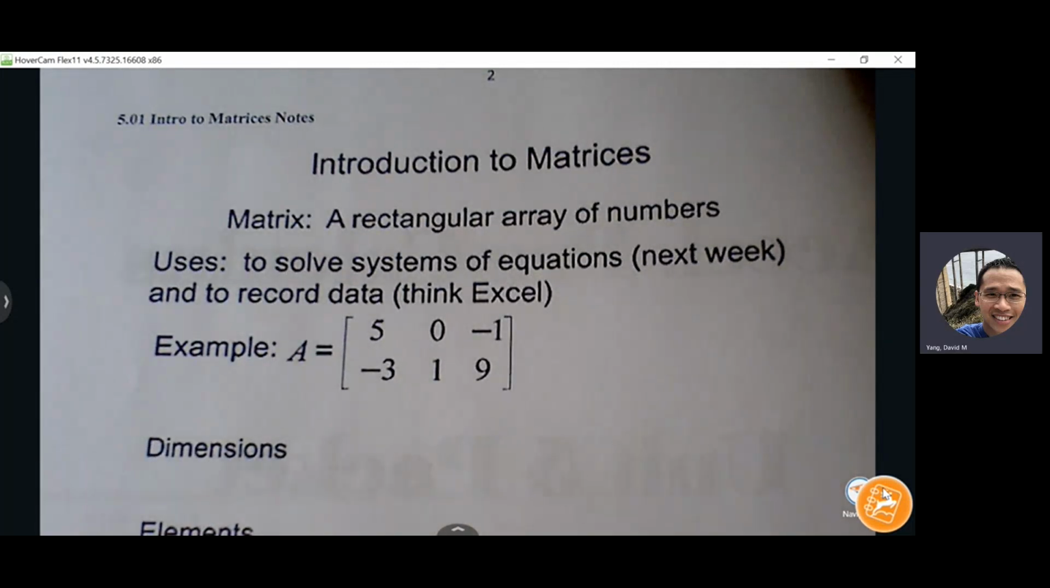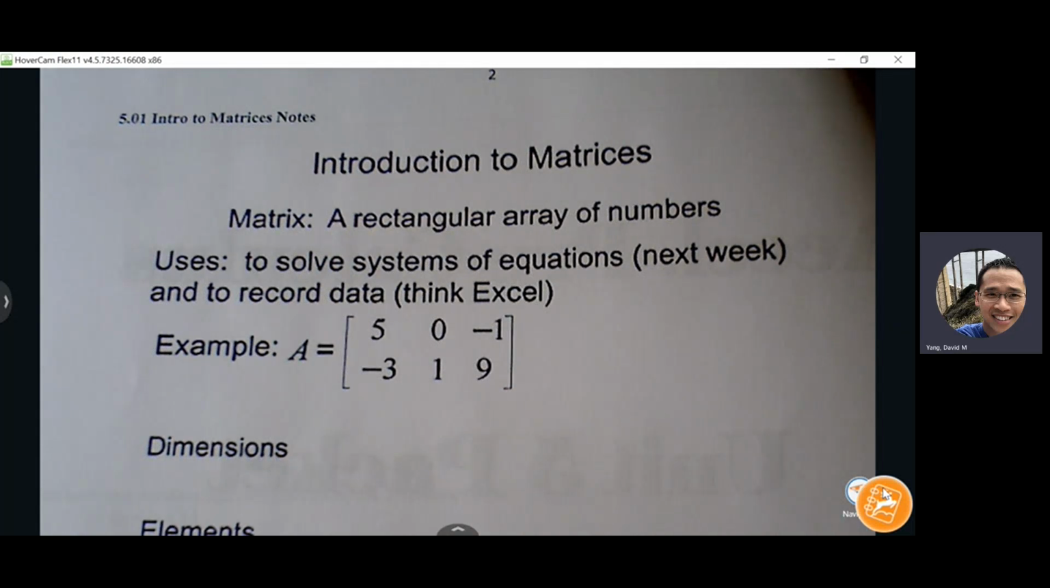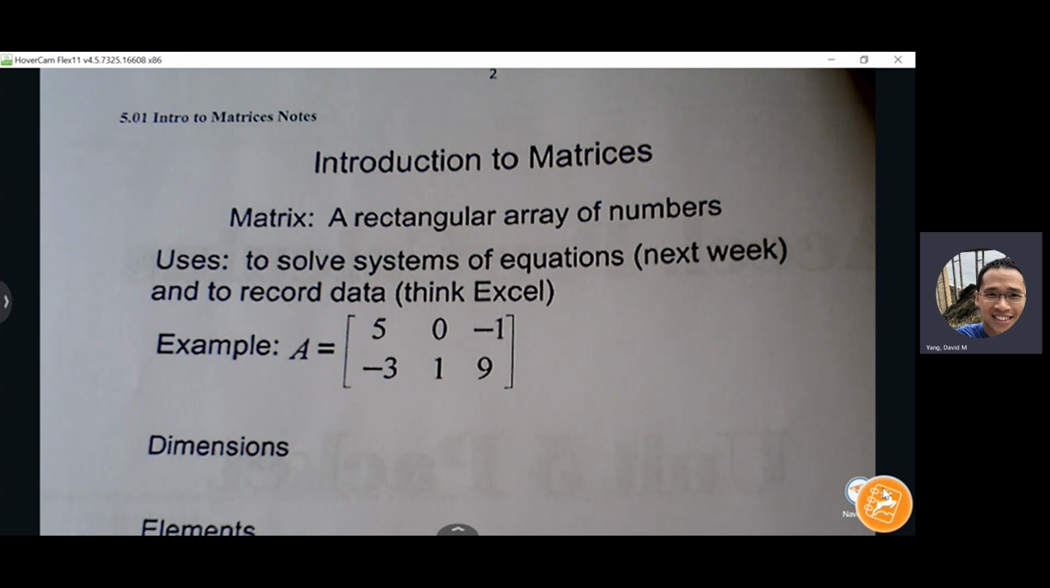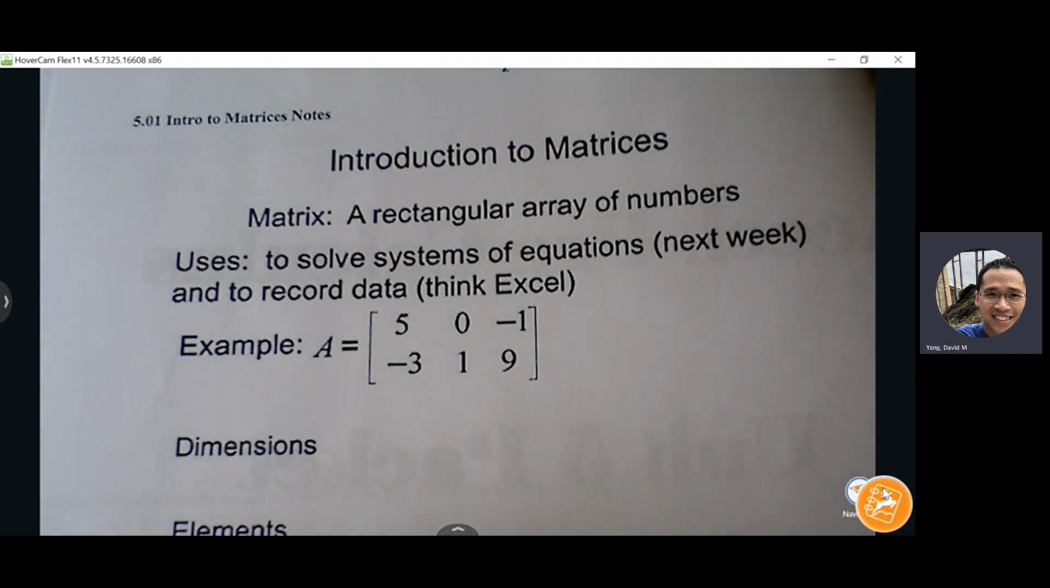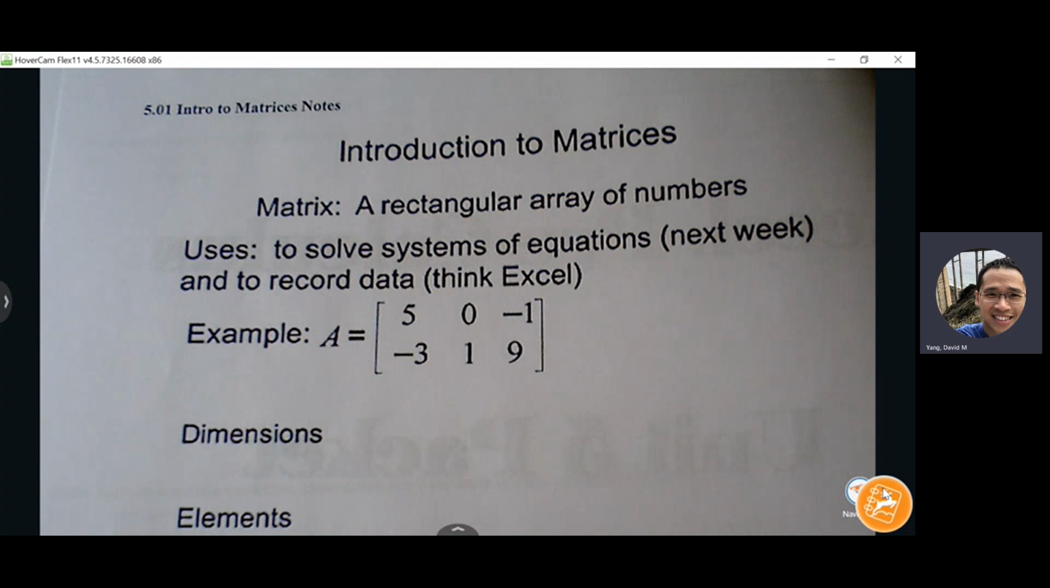Okay, so a matrix is a rectangular array of numbers. We're going to use it to solve systems of equations, which we're going to see next week, and to record data. So think about Excel spreadsheets. We're really going to see the application of it when we get to the word problems. But for now, you can just think of it as like a 2x4 or 2x6 set of numbers, and just organizing those numbers. So right now, we'll just be working on vocabulary and also being able to add and subtract matrices.